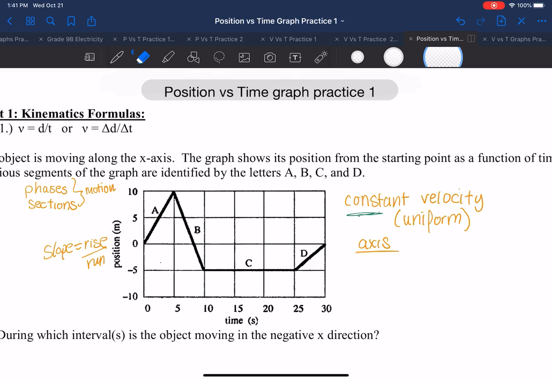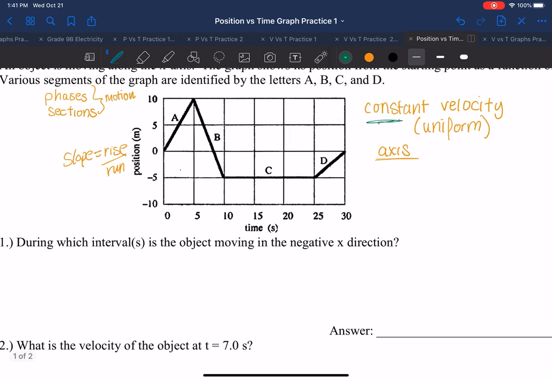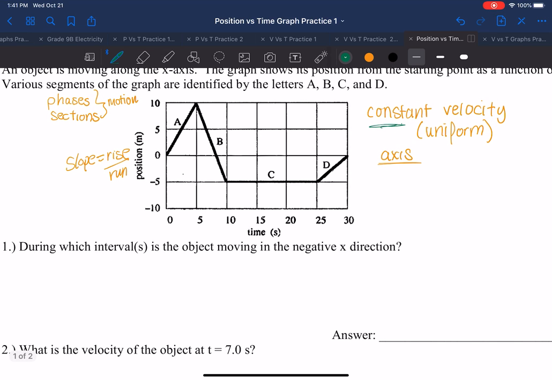So let's start answering some of our questions now that we understand this graph. Number 1, during which intervals is the object moving in that negative x direction? Well, we see it. We already talked about it. It's B.